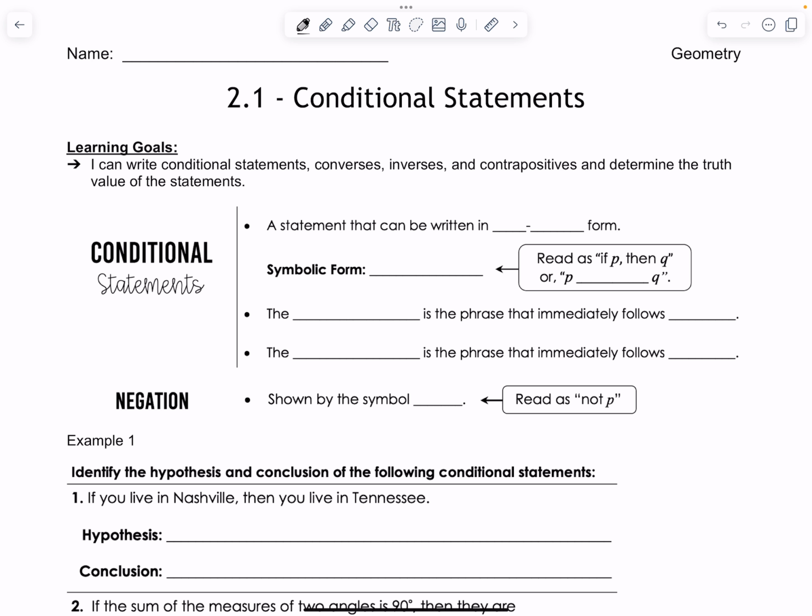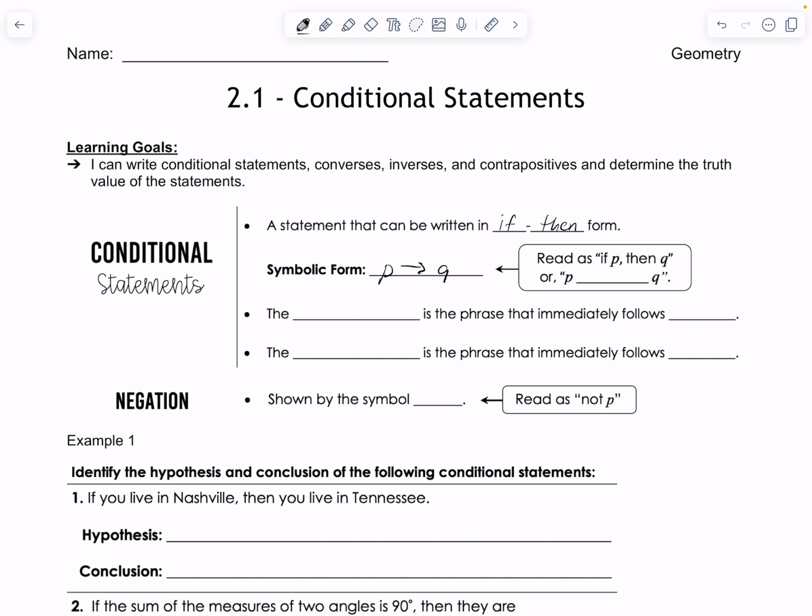All right, guys, we're going to talk a little bit about conditional statements. This is our first lesson of the new unit on reasoning and proofs. A conditional statement is a statement that can be written in if-then form. We use some symbols here. We're going to talk a little bit about P and then Q, and that arrow means that we can read it kind of two ways. If P, then Q, or you can read it as P implies Q.